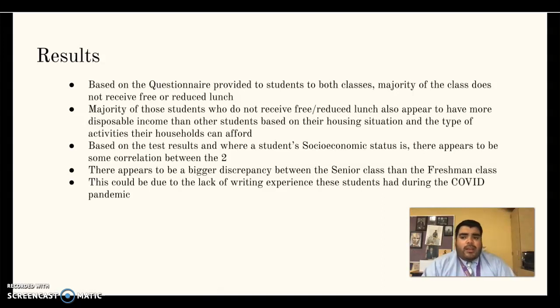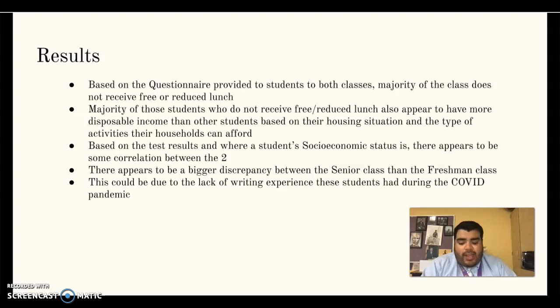Meaning that there is some relation between how much money a student's family earns and how well they can read and write in a social science class. There appears to be a bigger discrepancy between the senior class and the freshman class, and this could also be due to the lack of classroom time the freshmen actually had compared to the seniors.